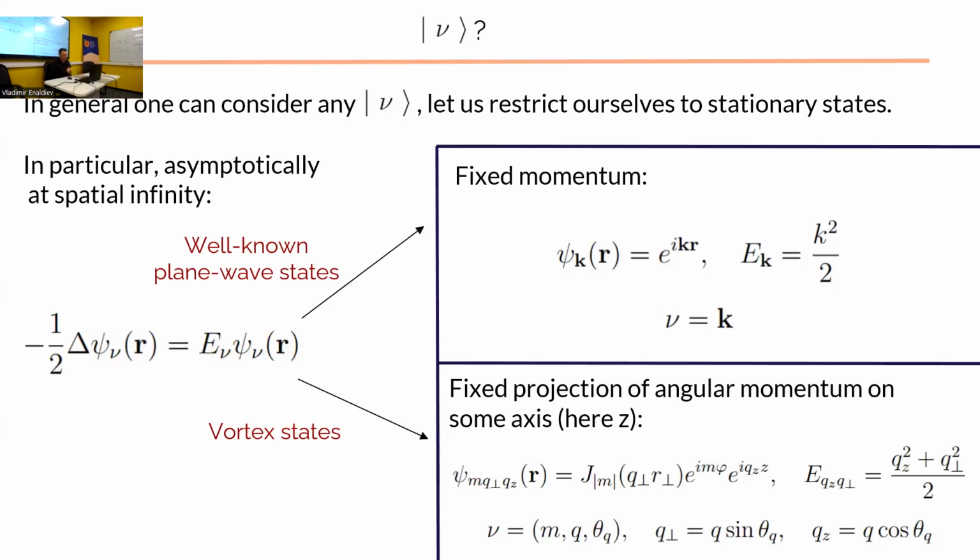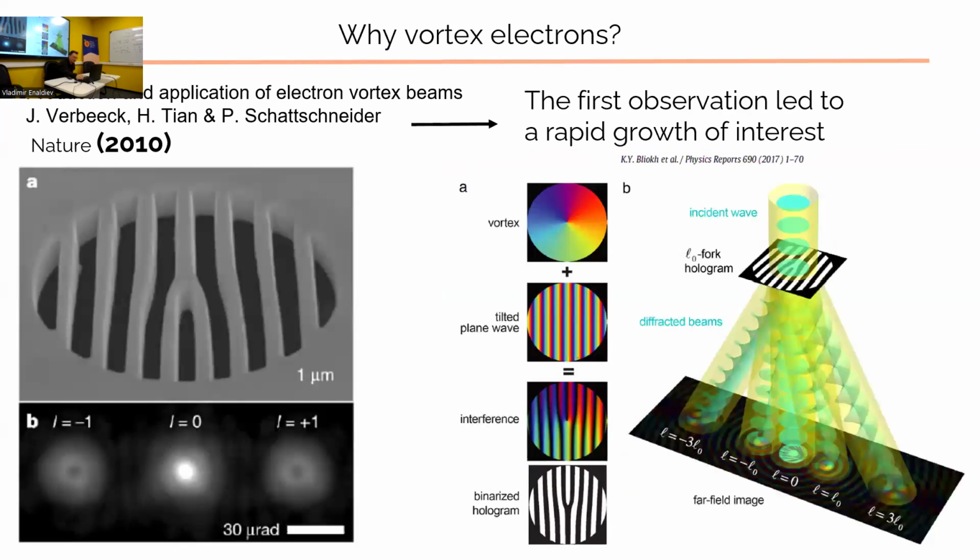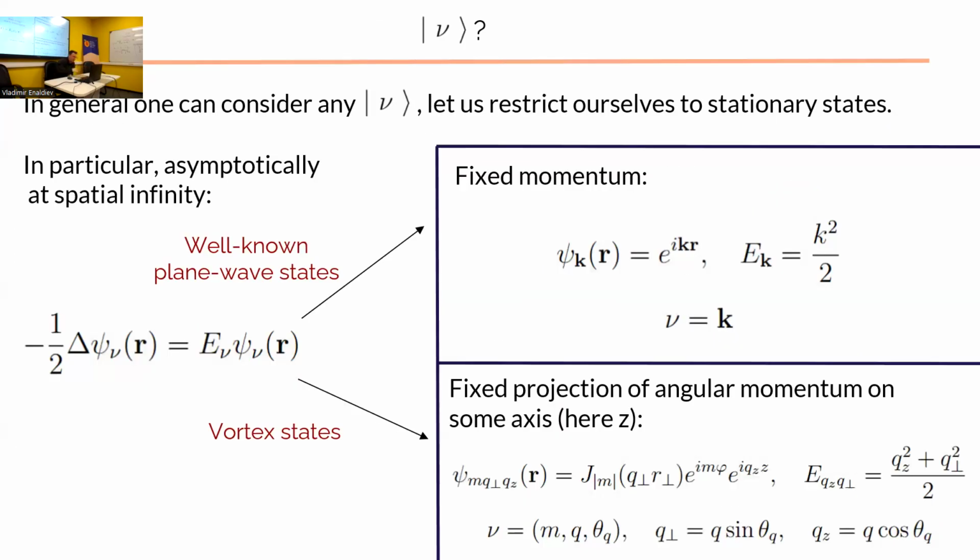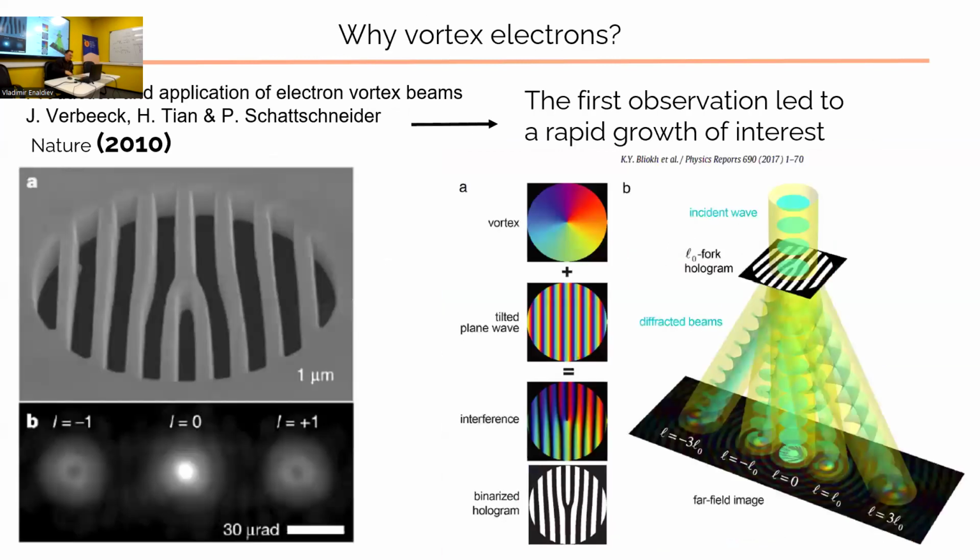Okay, nice. Thank you. So, okay, let's continue. And why do we consider vortex electrons? Basically, again, we can consider whatever we want here. We can consider any state nu, but it's like a fantasy. But vortex electrons, where we fix angular momentum, were produced recently in experiment in 2010 by this forked grating.